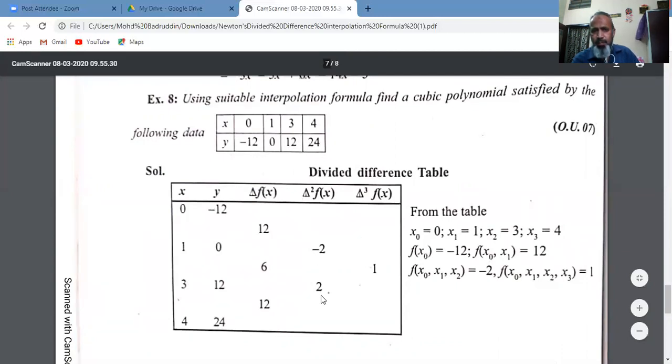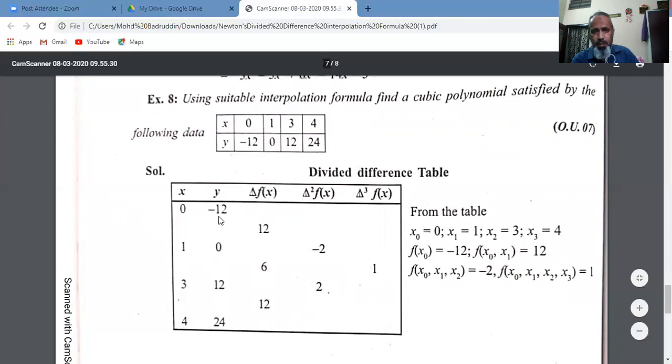Now, for the second order divided difference, we take the difference of the first divided differences: 6 minus 12, that is minus 6, by 3 minus 0, which is 3. So, minus 6 by 3 is minus 2. Similarly, 12 minus 6, 6, by 4 minus 1, that is 3, we get 2. Now, the third divided difference: difference of the second divided differences, 2 minus minus 2, that is 4, by 4 minus 0, 4 minus 0 is 4, 4 by 4 is equal to 1.